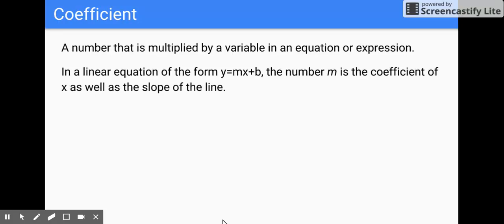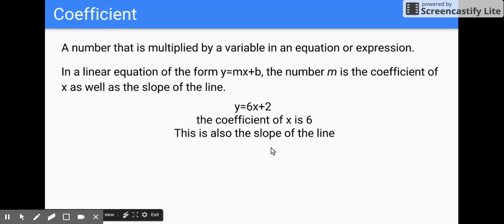A coefficient. A coefficient is a number multiplied by a variable in an equation or expression. In a linear equation of the form y equals mx plus b, the number m is a coefficient of x as well as the slope of the line. So y equals 6x plus 2. The coefficient of x is 6. So 6x, the coefficient is 6. This is also the slope of the line in this case.